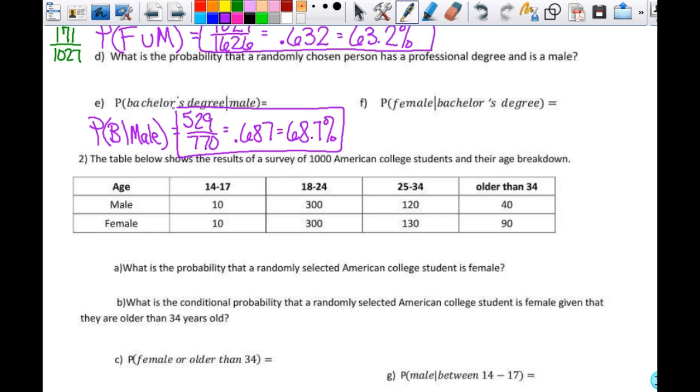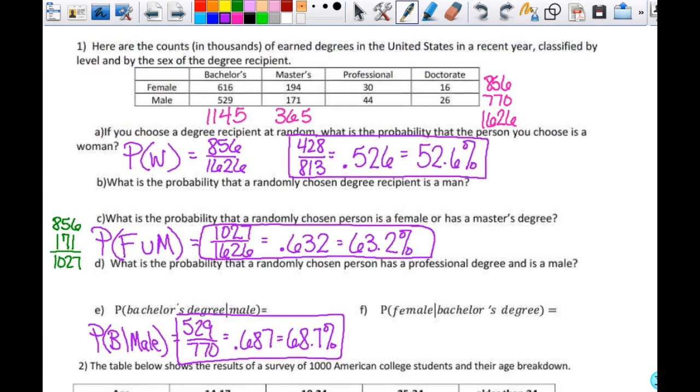Okay. Everybody okay with that? Any questions? Okay. All right. So do you understand how to look at the tables and how to read through those things? Okay. These are called two-way data tables because you have to look up and down and sometimes left and right.